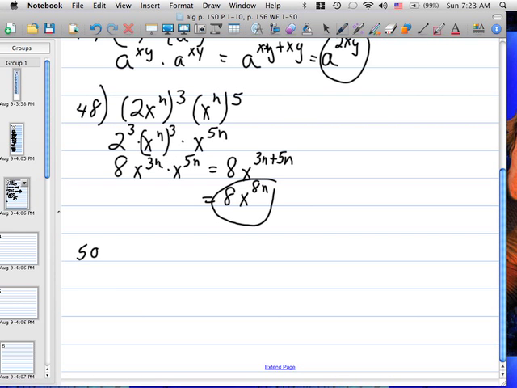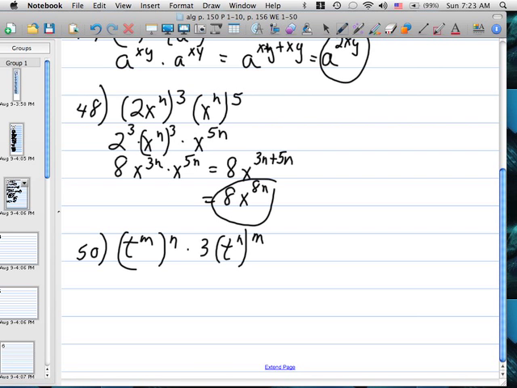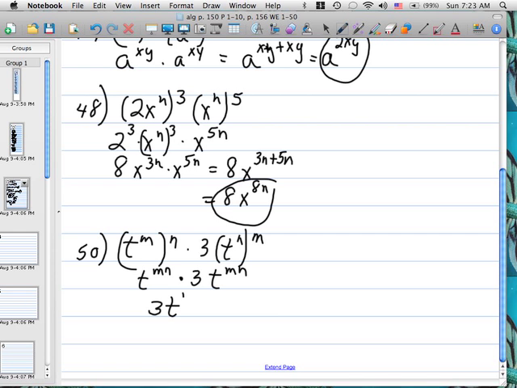And the last problem, number 50, we have t to the mth power taken to the nth times 3t to the nth taken to the mth power. Multiplying our exponents, this is t to the mn power times 3, multiply again, t to the mn power. And get them in alphabetical order. So that's 3, and we can add our exponents, mn plus mn, because we're multiplying two powers, which equals 3t to the 2mn.